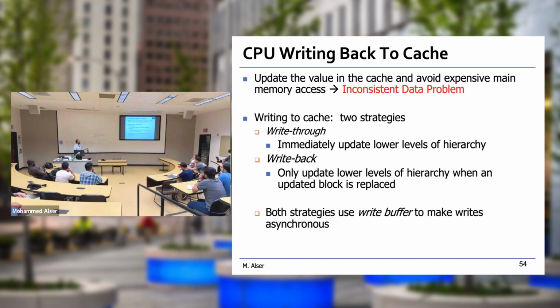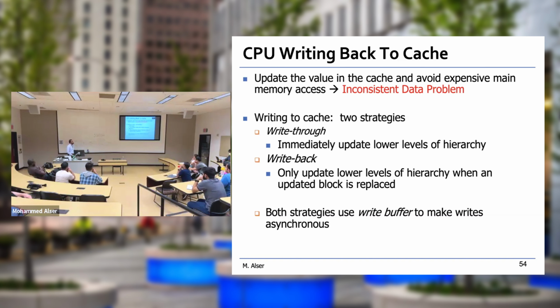In write through, we immediately update lower levels of the hierarchy. Whenever we update a cache block, we directly update everything. In write back, we only update the lower level of the hierarchy when an updated block is replaced. When we are going to replace that block, meaning that we are going to lose it, then we are going to store it back in the lower level of the hierarchy.